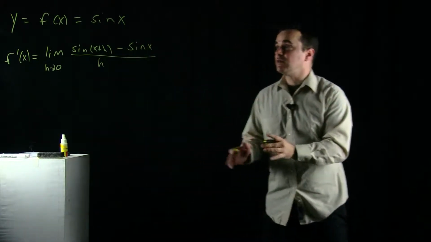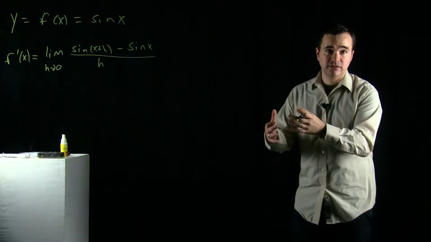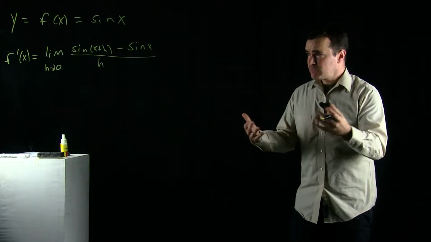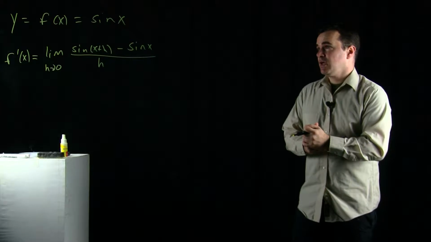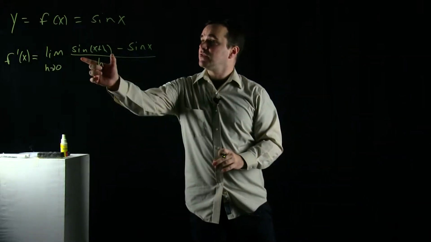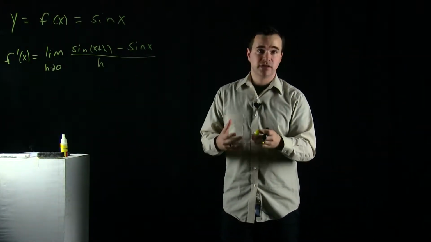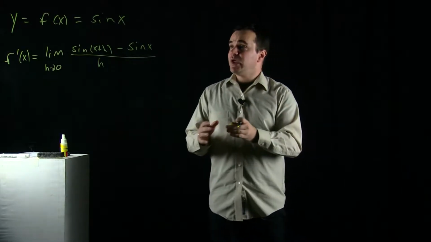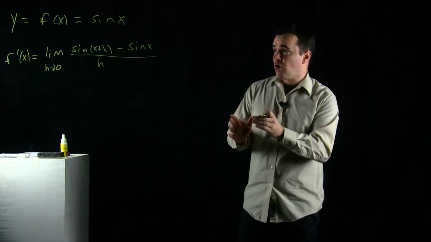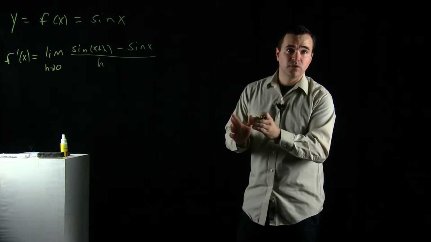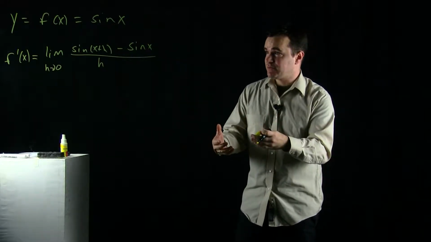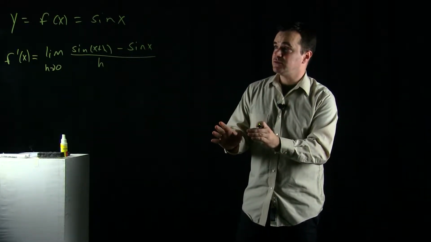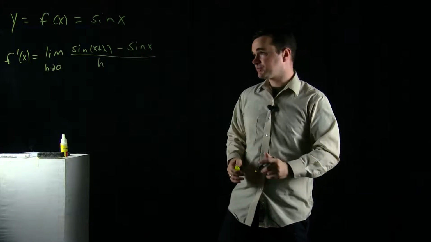So now it's our job to reduce this, to take the limit and see what we can see. And what we need to do is work on this term of sine of x plus h. How can we reduce that? Well, you may remember something called the angle sum formula from pre-calculus or your trigonometry class. That's what we're going to use to simplify this expression.